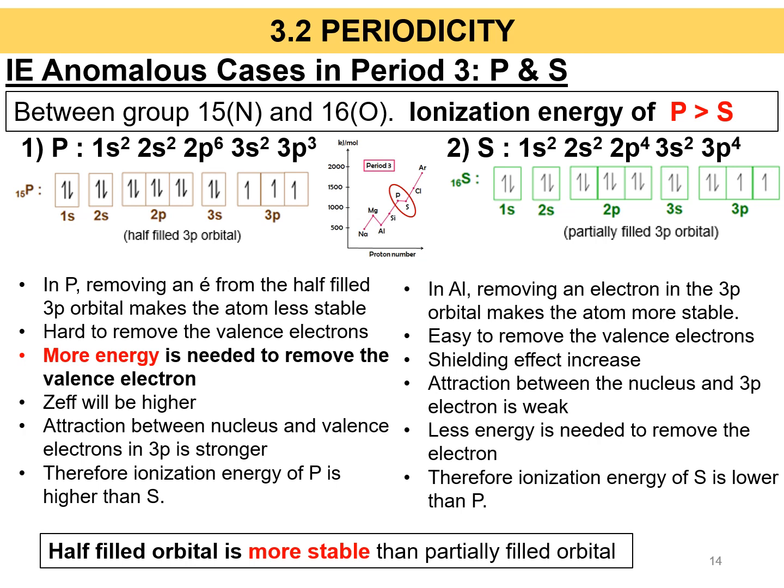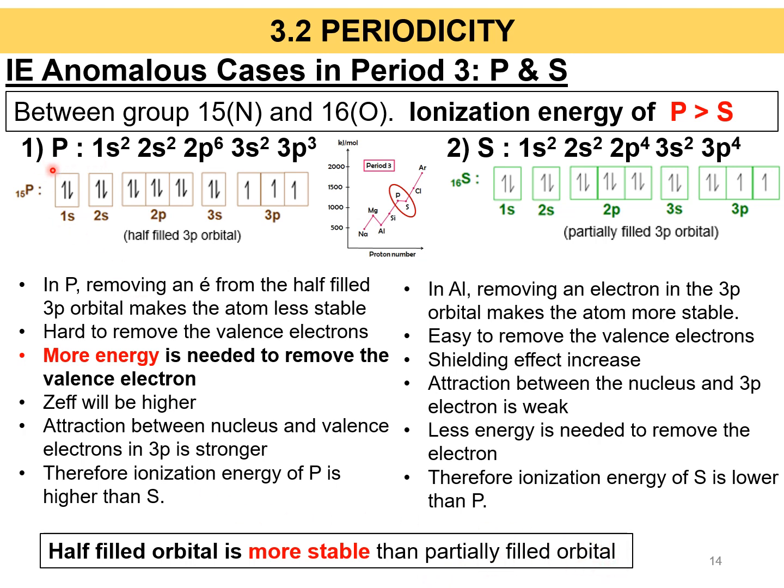tadi Miss dah bincang pasal anomalous cases in period 3 yang berlaku pada Mg dan juga Al. Now we are going forward for phosphorus and sulfur. So if you look at here, ada kepelikan dekat trend between phosphorus and sulfur sebab ada tercuang kat situ kan. Because the ionization energy of phosphorus is more than sulfur. Why? Because this, you ingat ni, half filled orbital is more stable than partially filled orbital.